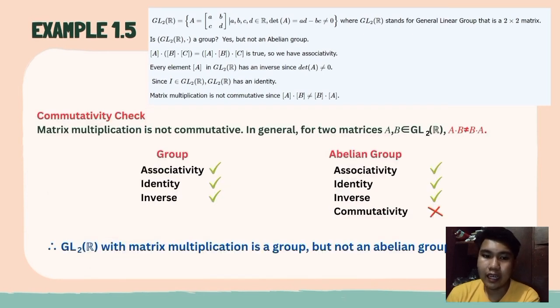So let's check the commutativity. Matrix multiplication is not commutative. In general, for two matrices A, B that are elements of the general linear group of 2 by 2 matrices for real numbers, A times B is not equal to B times A. Therefore, the general linear group of 2 by 2 matrices for real numbers with matrix multiplication is a group but not an abelian group.